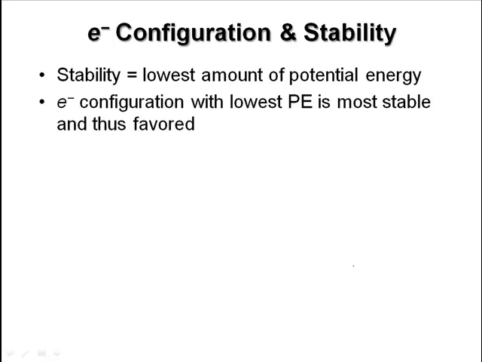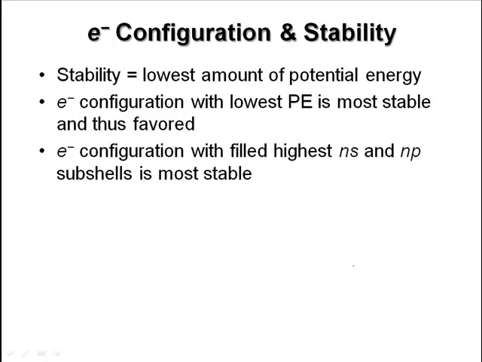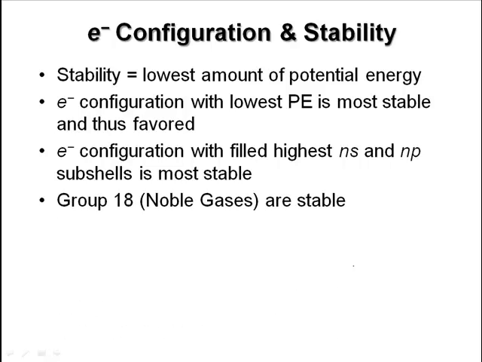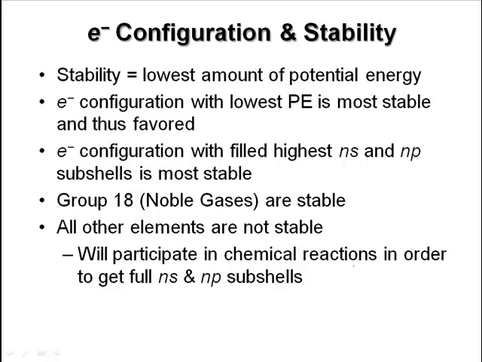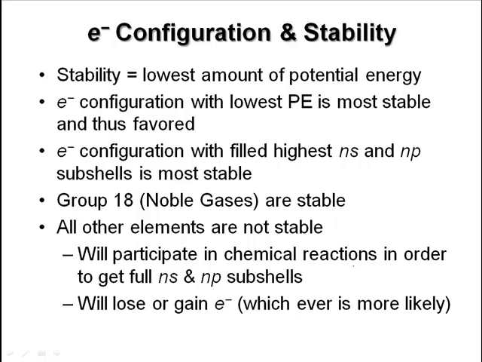So, we just saw this. In order for an element to become an ion, it has to lose or gain electrons. The electron configuration with the highest n, completely filled ns and np subshells, is the most stable. So you want to completely fill up, if you can, the s and p. The noble gases are the ones that are completely filled up. They are the most stable. All other elements are not stable, so they will tend to lose or gain electrons to become like a noble gas. They will also participate in chemical reactions, losing and gaining electrons to get a full ns and np subshell.